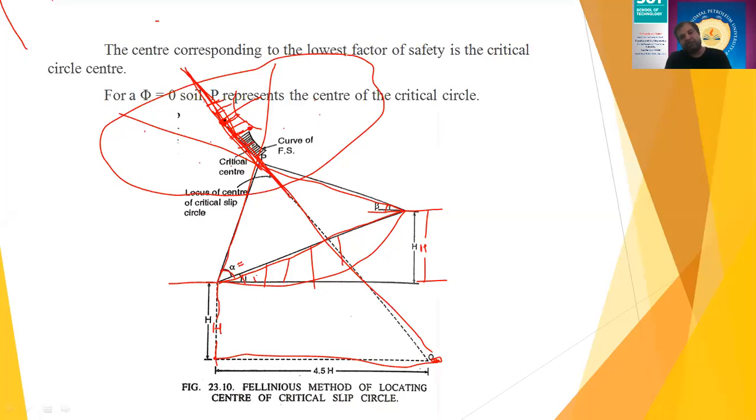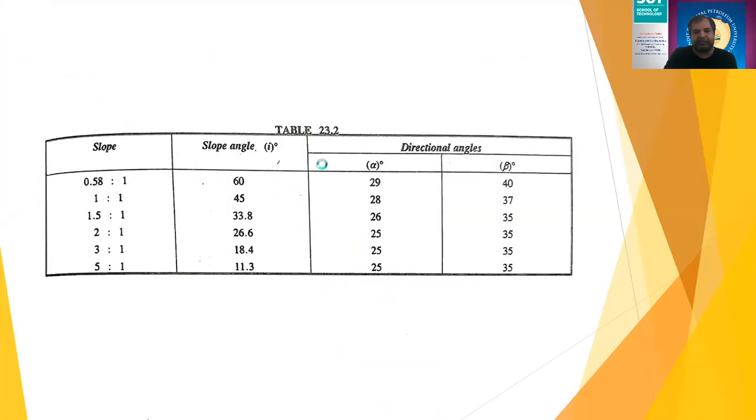So this way, you can do the stability analysis, and also you can locate the center of the trial slip circle. So I'm stopping here, and I've covered this particular method in detail.